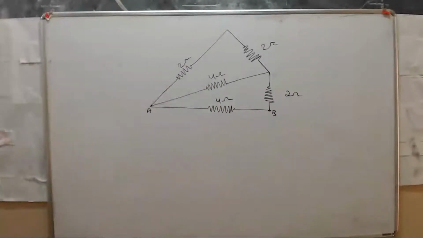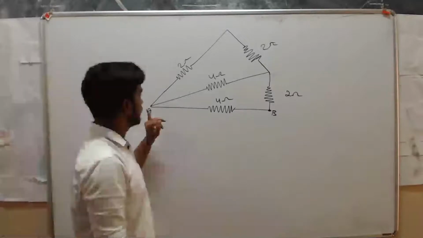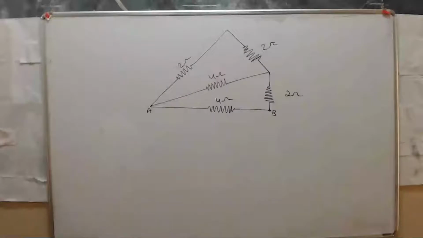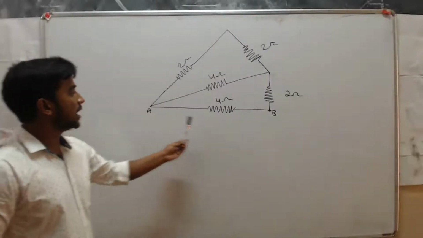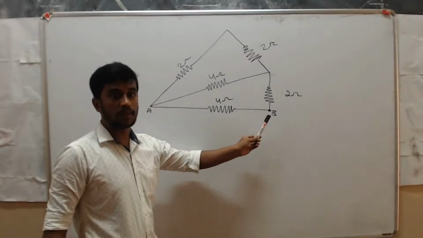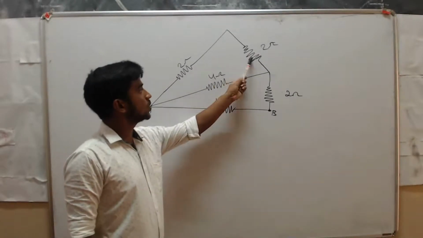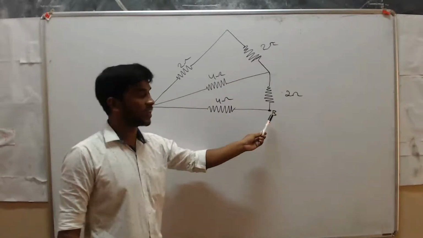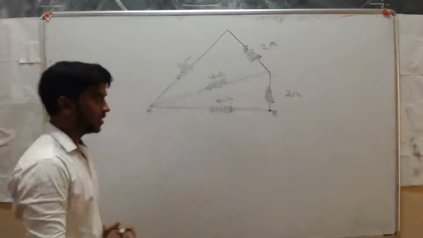Here also, find the equivalent resistance between A and B. Calculate the resistance between A and B. These two are in series, but these two are not in series because this is the end point.